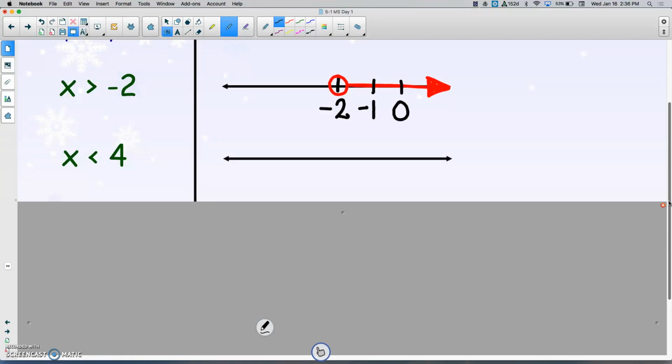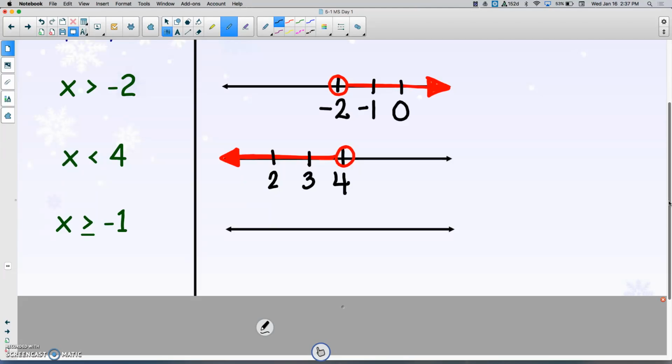The next one says x is less than 4. So I start with 4. If you need to look back at the previous slide, you see that it's an open circle, and less than goes to the left. To the left of 4 would be 3 and 2. My third one, x is greater than or equal to -1. Because of the line underneath, it's going to be a solid or closed circle, and greater than goes to the right. Greater than -1 would be 0 and 1.